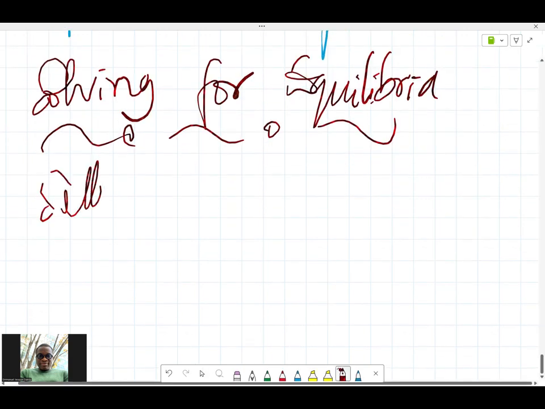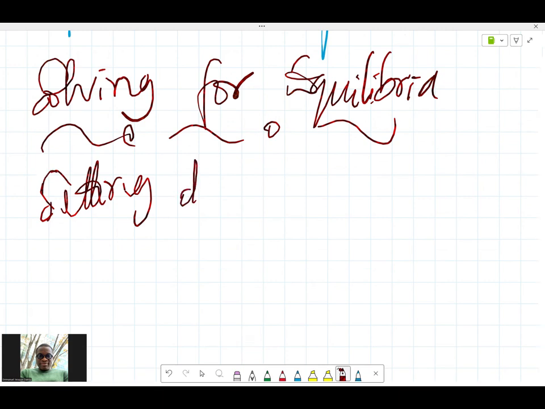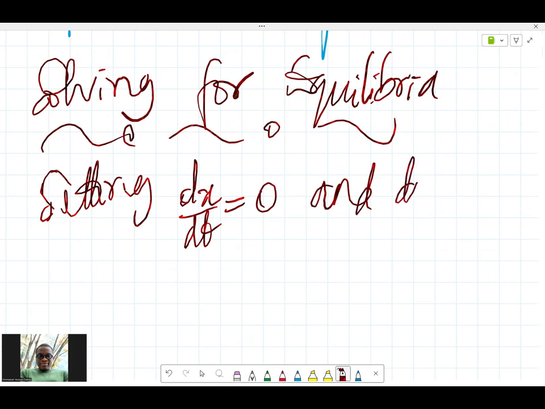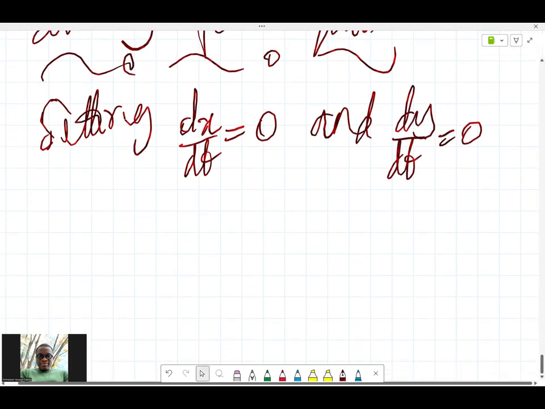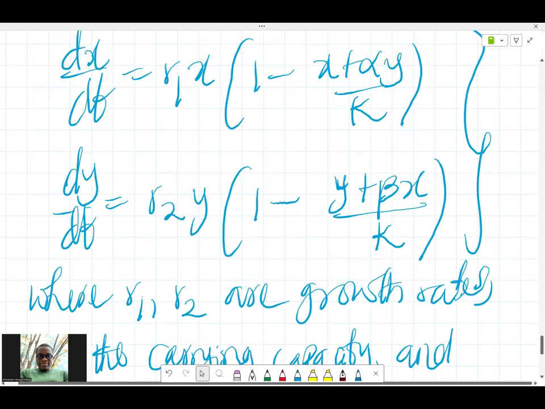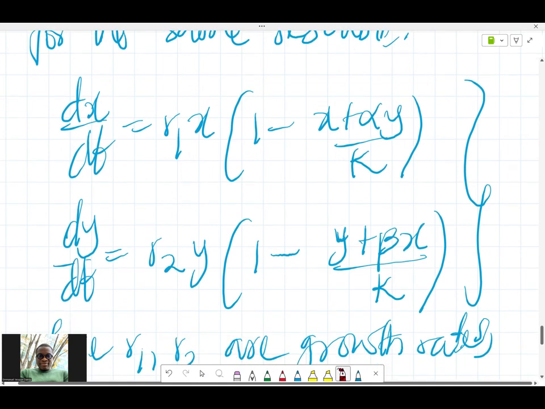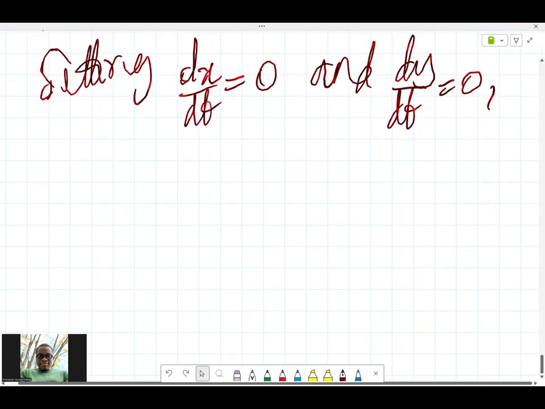So we can solve the system to get the equilibrium point. That's what some other people call steady state, where the system is stable, so to speak. So we have dx/dt equals 0 and dy/dt equals 0. That means that each of these is just equated to 0 and we do some solving, right? That's how to get the equilibrium point.